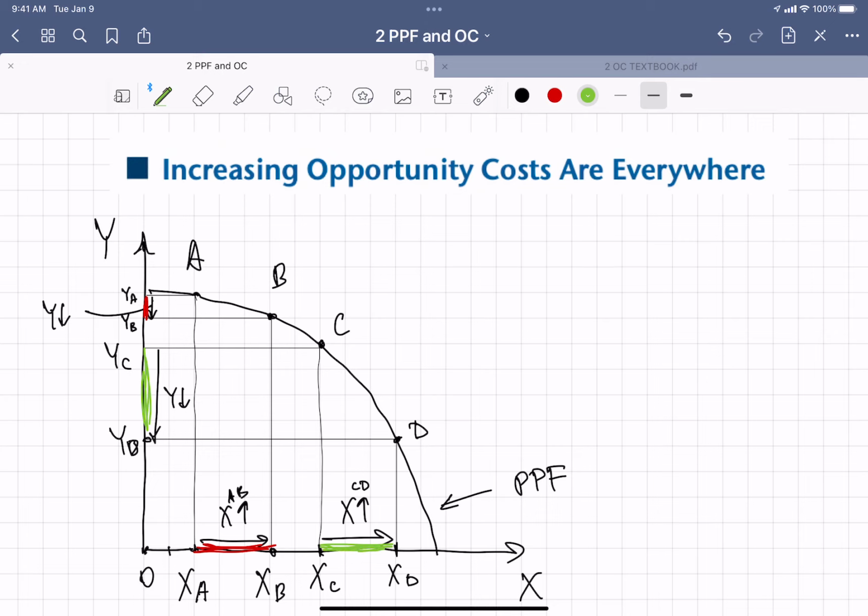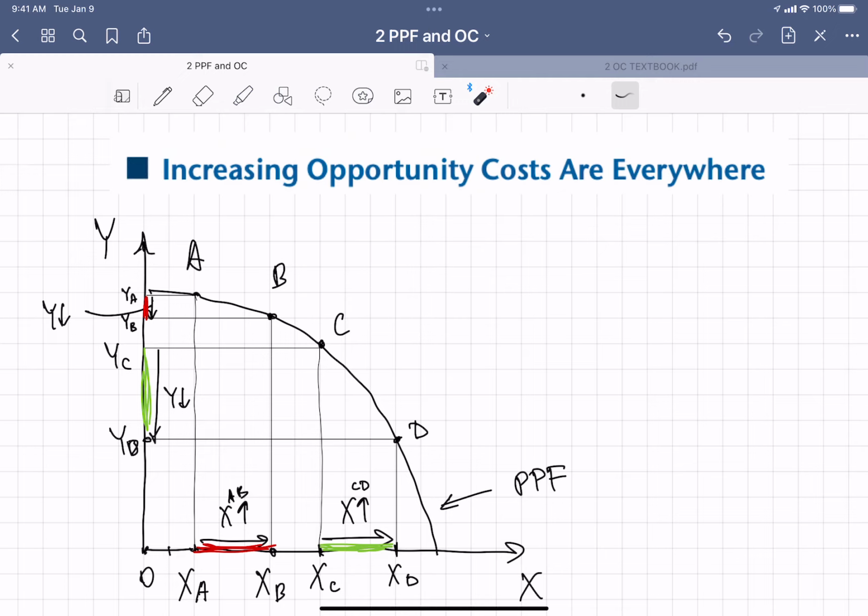And again, getting back to the idea that you can measure the opportunity cost of the good you have on the horizontal axis by looking at the slope of the line that connects the two points between which you're moving. So you see the slope of this section between A and B is quite a bit flatter than the slope of the line that connects C and D. So that makes sense. That rule works.